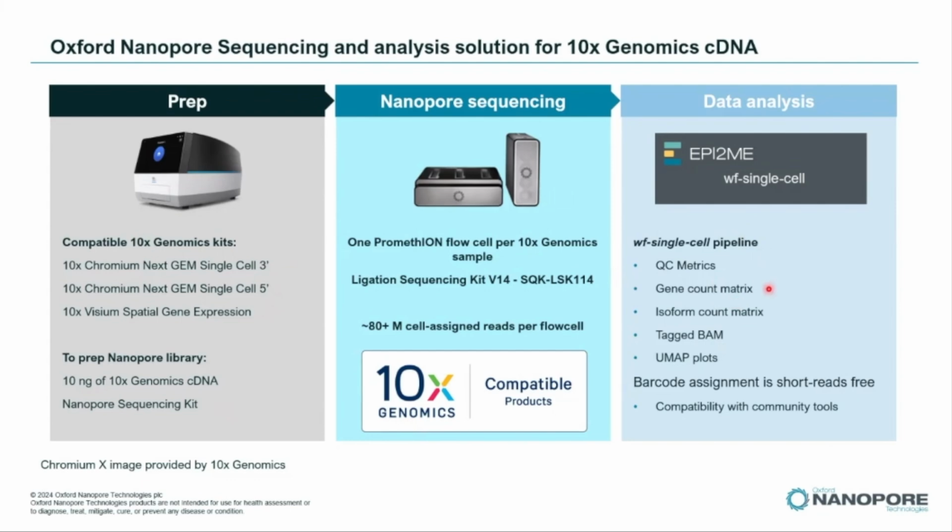And for the analysis, we provide you with a workflow called wf-single-cell that will give you all the information you need, including the UMAP projection, an isoform count matrix, and a gene expression matrix, and that is completely autonomous, doesn't need any short reads for barcode assignment, and generates files that are compatible with third-party generalist tools, such as Seurat, or specialized ones for which there are a lot of options, and we can talk about them during the Q&A if you want more information.